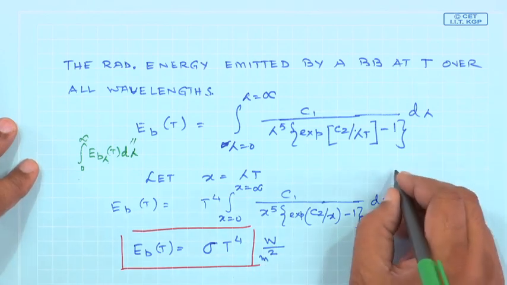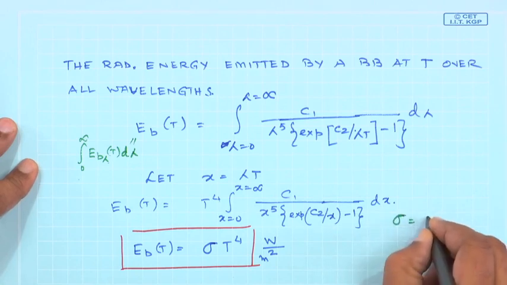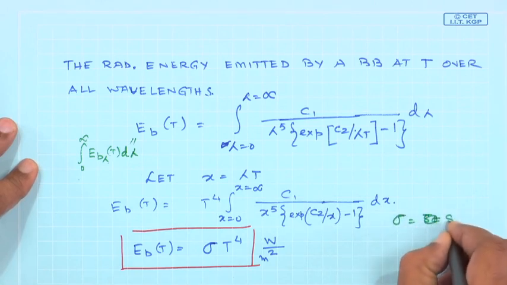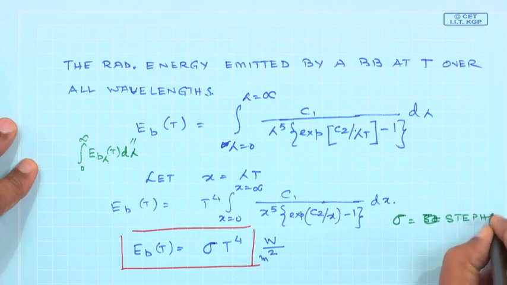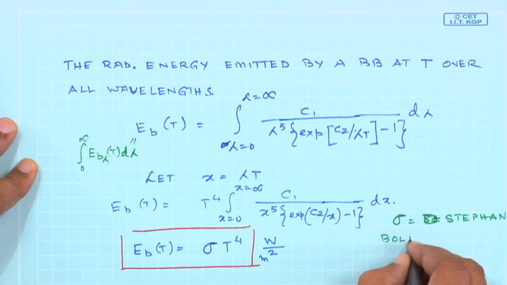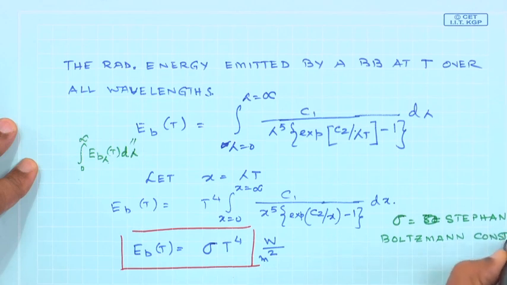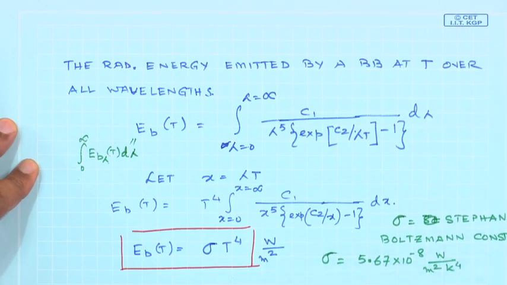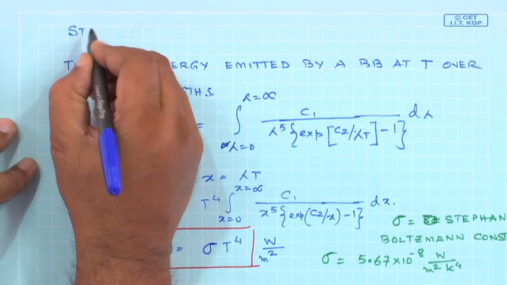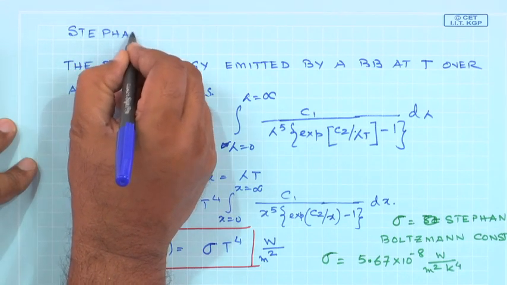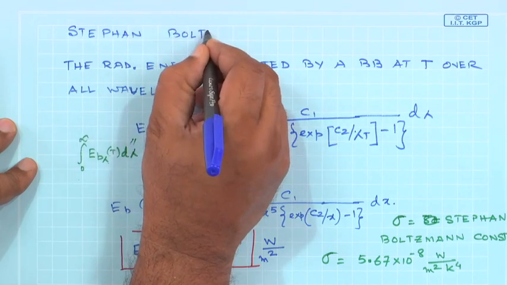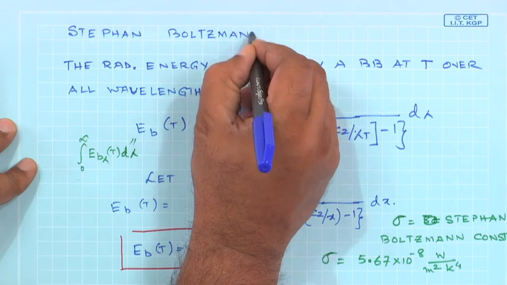And this sigma you are well aware of, this is known as the Stefan-Boltzmann constant, and the value of this sigma is 5.67 into 10 to the power minus 8 watt per meter square Kelvin to the power 4, and this relation obviously then is known as the Stefan-Boltzmann law.